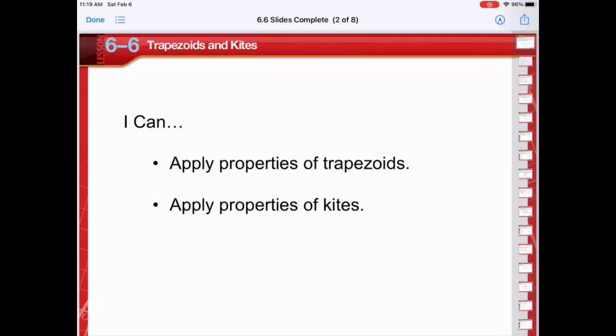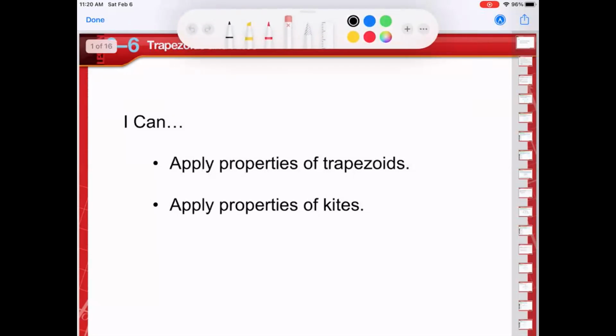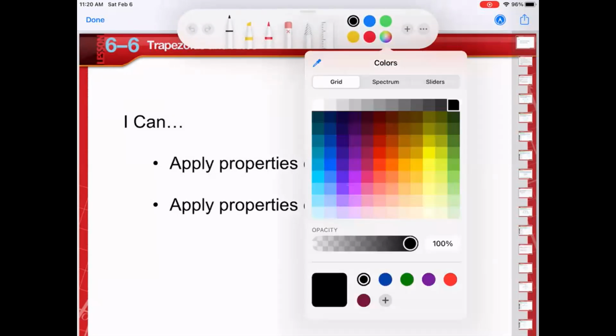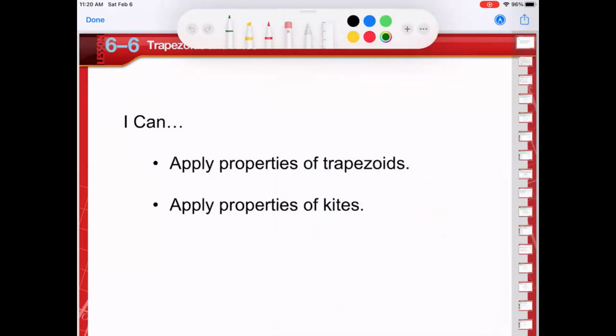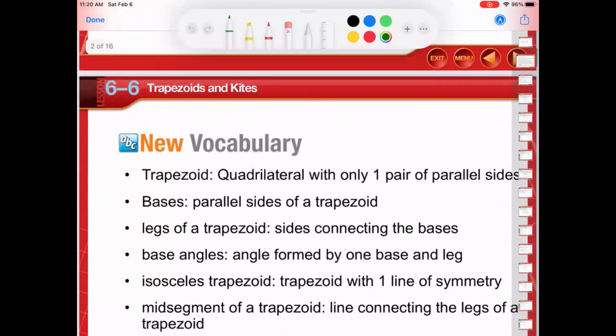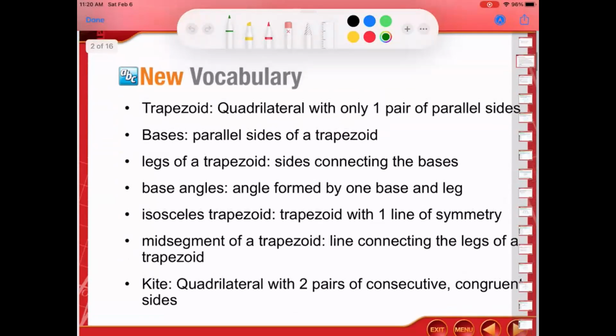Okay, so today we are going to talk about trapezoids and kites. Today you'll be able to apply properties of trapezoids and you will be able to apply properties of kites. So a whole bunch of new vocabulary in this one. We're just going to do a brief fly through of these.